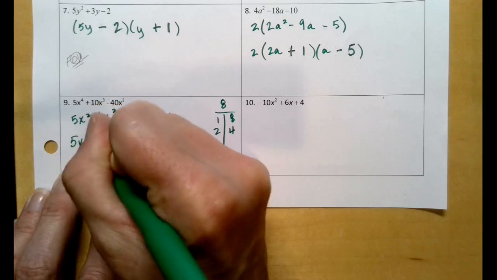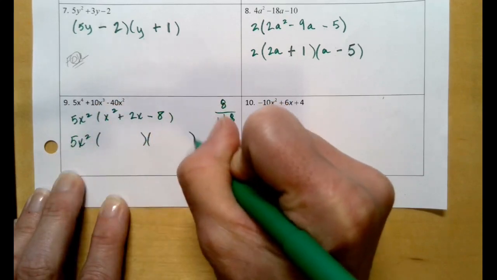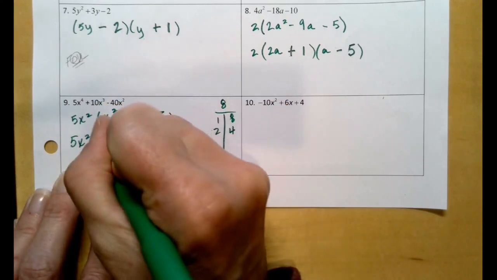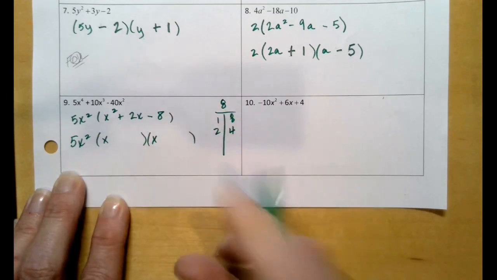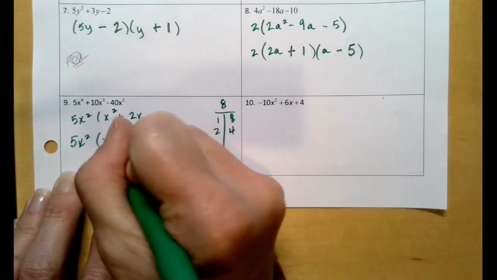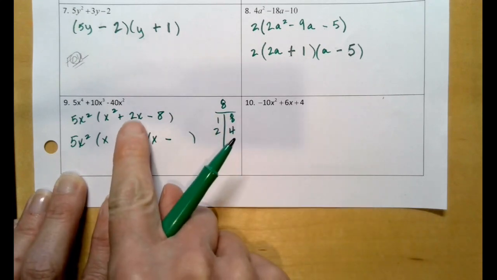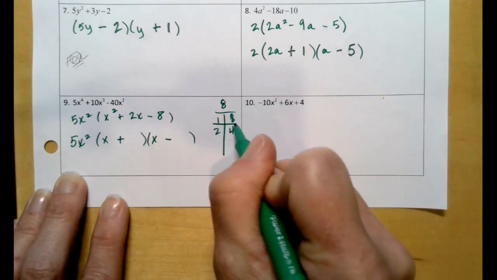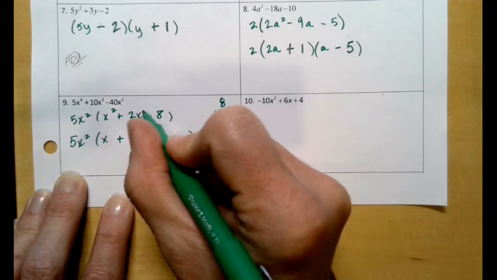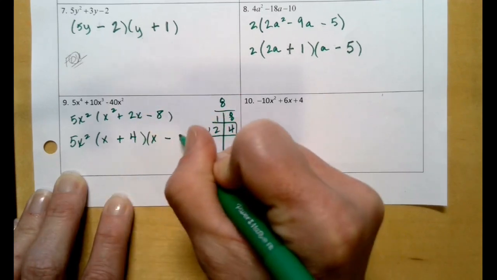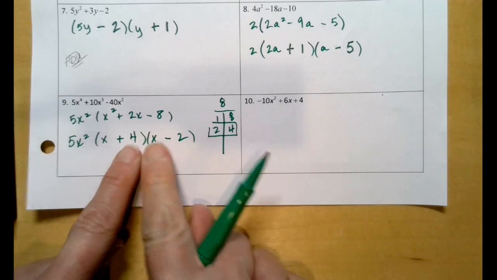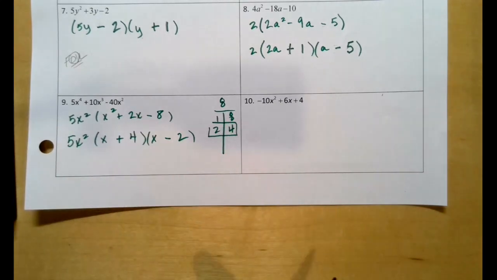Here's 5x squared. Now let's factor this trinomial. Split your x's. Negative sign, which means one's positive, one's negative. I have more positives than negatives, so here's my difference. And I'm going to have a positive 4 and a negative 2. 4x and negative 2x gives me positive 2x, and I'm done.